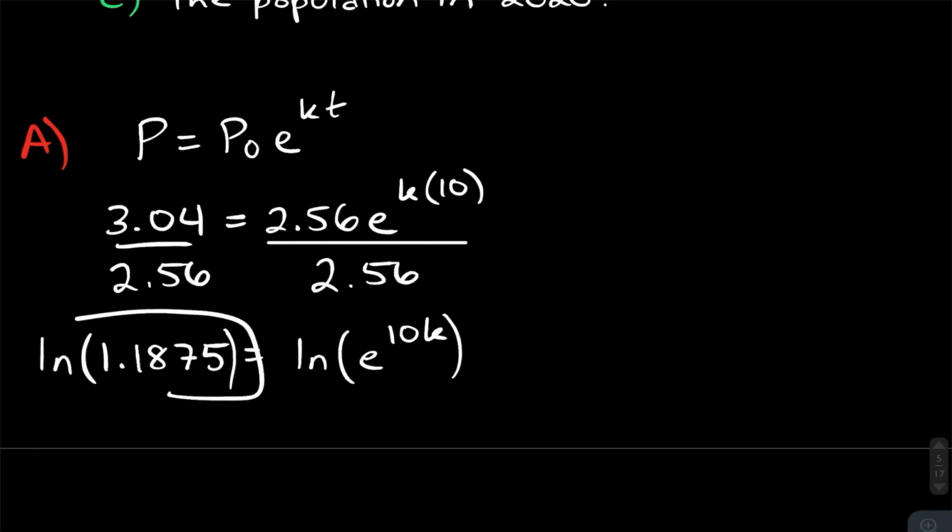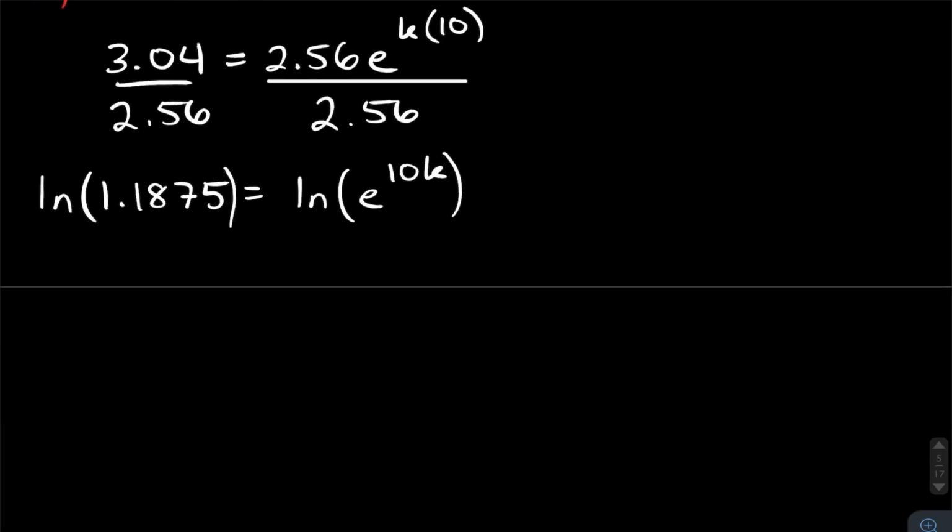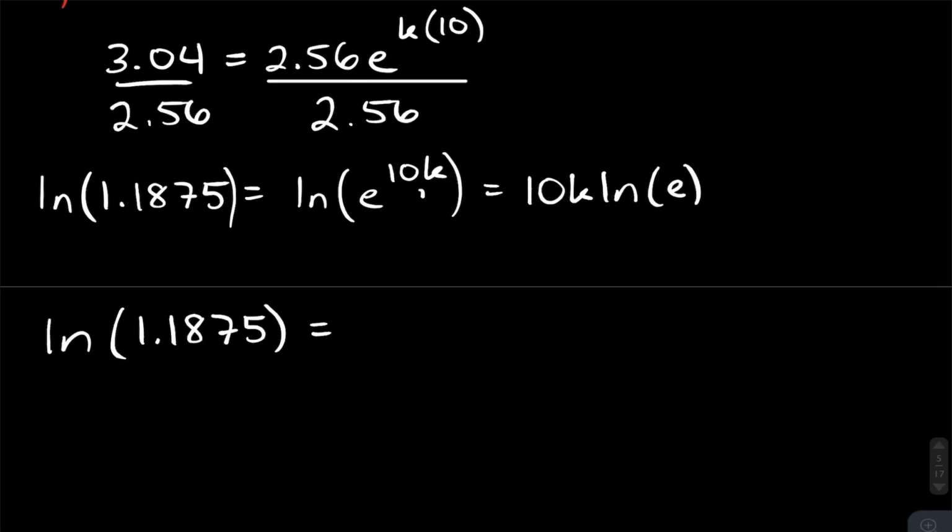You can put this in your calculator already if you want, but I think it'd be a little bit of a waste of time because you're going to be plugging in some really gross number later anyway. You'll see that later in this problem. So we have the natural log of e to the 10k. We can move that exponent out front of the natural log, so that's 10k times the natural log of e. And the natural log of e, that's just 1. So we're left with 10k on this side.